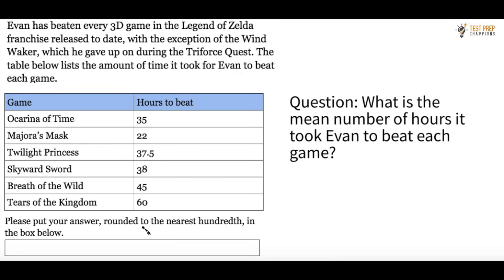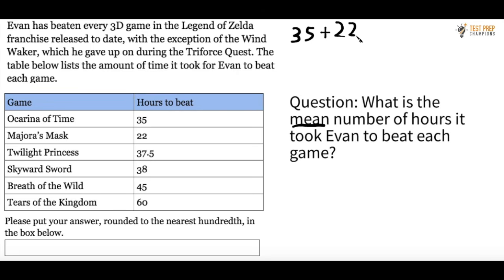Mean, median, mode, and range questions are super important to understand for your test because they can show up on science, social studies, and math, which is obviously what you're here to learn. And mean just means the average. So finding the average and finding the mean are just two different ways of saying the same thing. But the first step to finding the mean or the average is to take every single number and add up all the numbers in the data set.